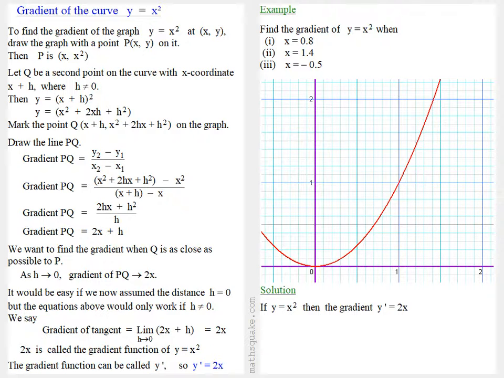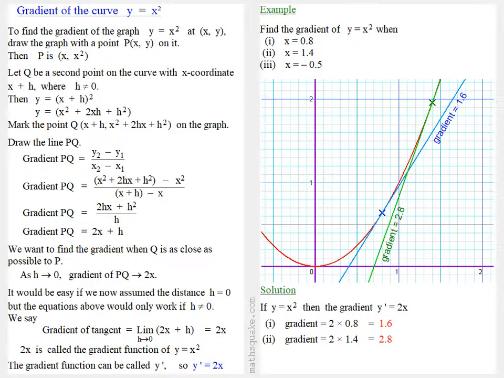So if x is 0.8, the gradient at that point is 2 times 0.8, which is 1.6. In part 2, if x is equal to 1.4, the gradient is equal to 2x, which is 2 times 1.4, or 2.8. And in part 3, if x is minus 0.5, then the gradient is 2 times minus 0.5, which is minus 1.